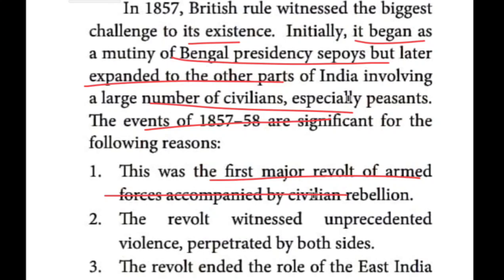The second is that the 1857 revolt witnessed unprecedented violence. What is meant by unprecedented? Untold, such a revolt no one can explain. Perpetrated means committed, committed by both sides. So on both sides many losses were there, and many of them died in this revolt.